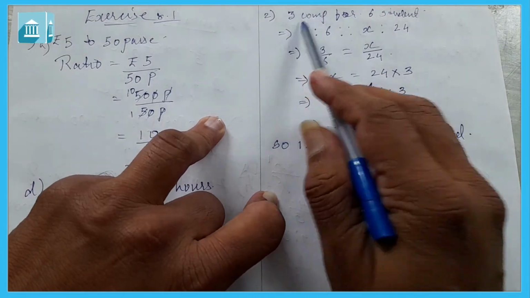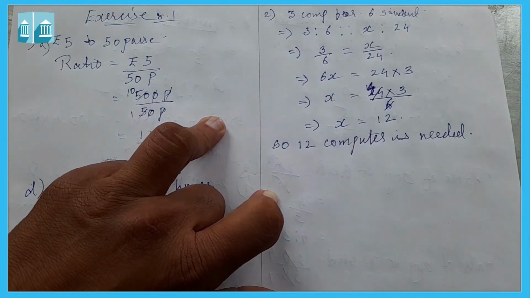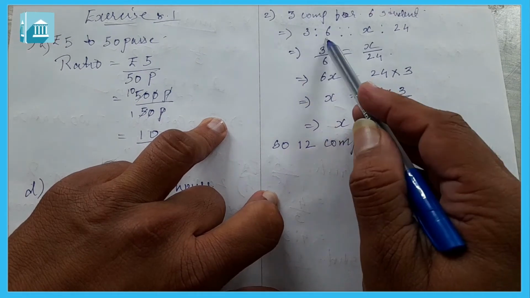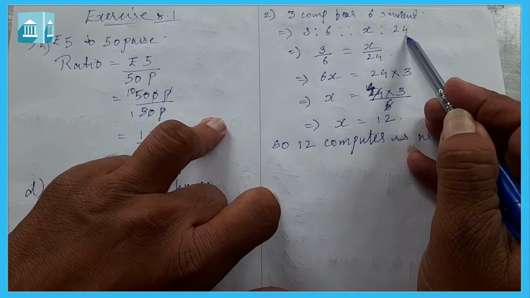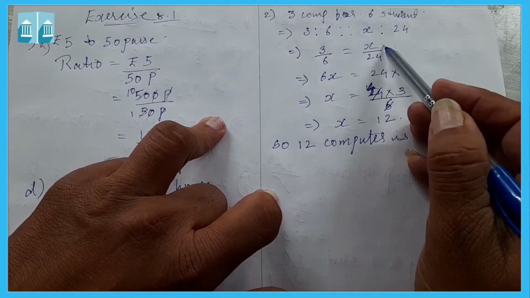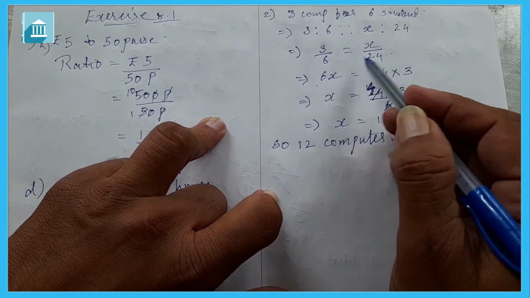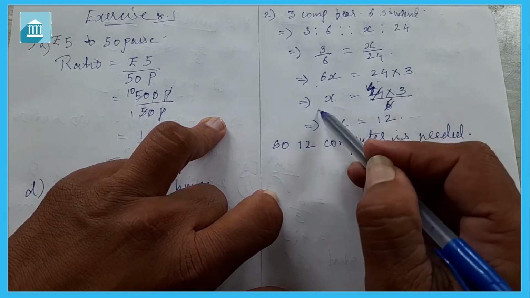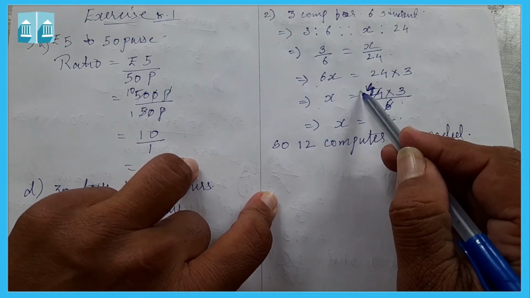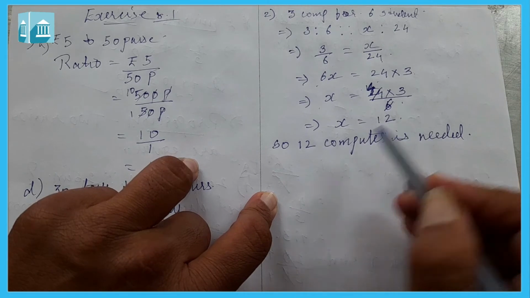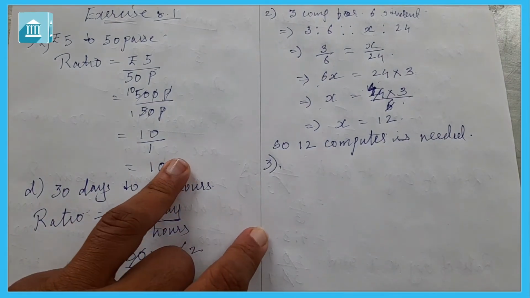Again I am telling, here it is given 3 computers for 6 students. So we can say 3:6. The ratio will be the same, so the ratio will be in proportion. 3:6 is proportionate to x is to 24, where x is the number of computers needed. Now 3 upon 6 is equal to x upon 24. By cross multiplication, 6x is equal to 24 into 3. Here 6 will divide. 6 4s are 24. So 4 into 3 is equal to 12. So 12 computers are needed.